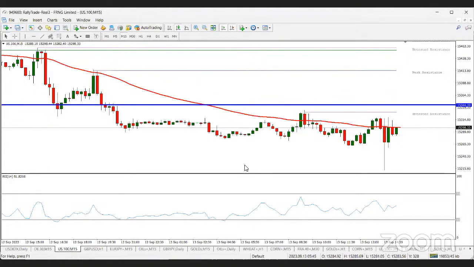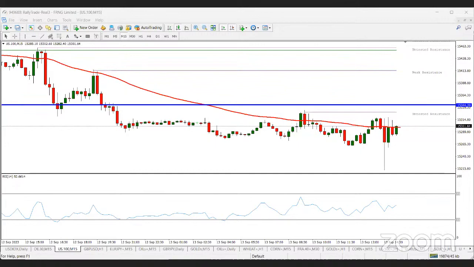So I have said once again for US 100, you can only buy if it breaks above 15,345 to around 15,380. But if we have two consecutive bearish candles below the 50 period, look out for a sell on US 100. That's US 100. Let me quickly look at other instruments.